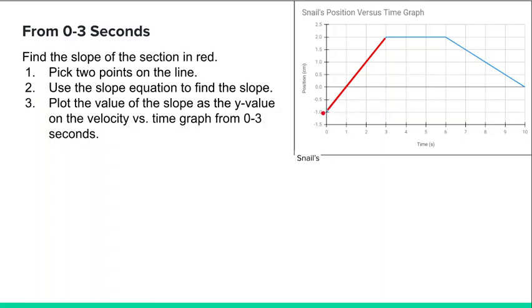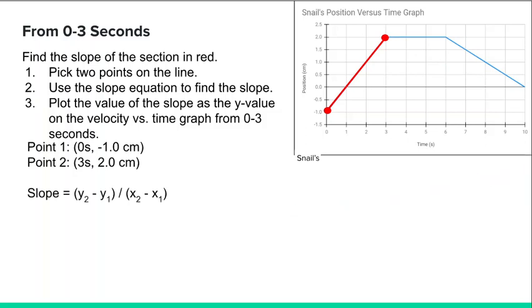So we're going to choose this section. We're going to pick 2 points on the line. We're going to use the slope equation from those 2 points to find the slope of that section. So first we identify that the points are going to be 0 and -1, and then 3 and 2. Those are our 2 points. Then we're going to use the slope equation, y2 minus y1 divided by x2 minus x1.